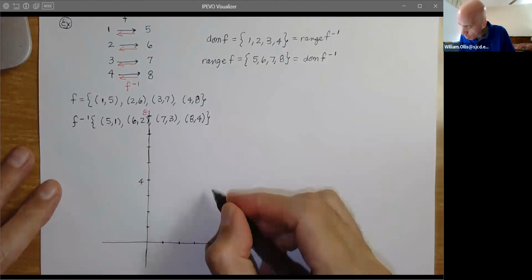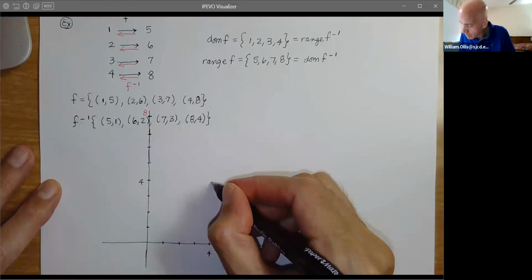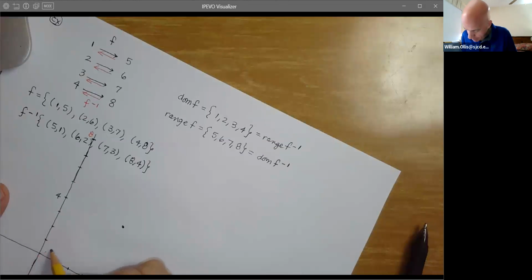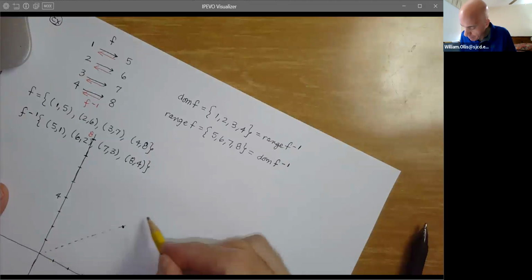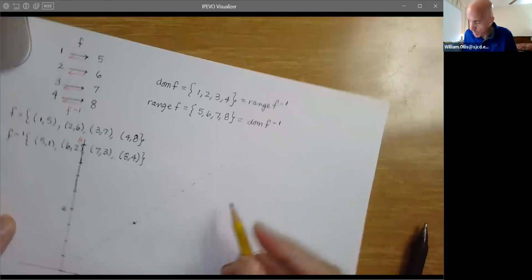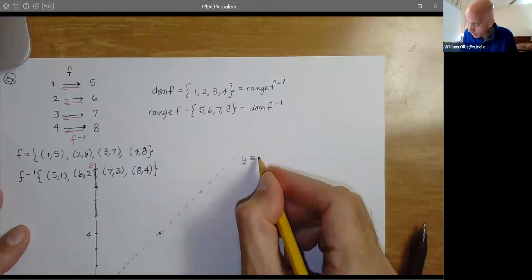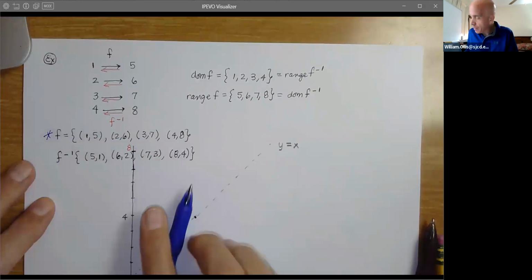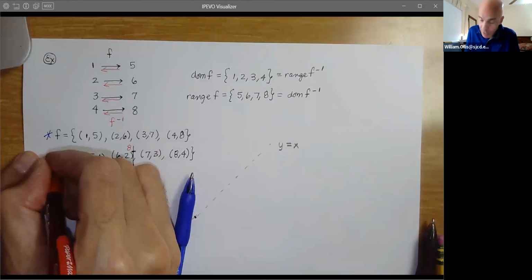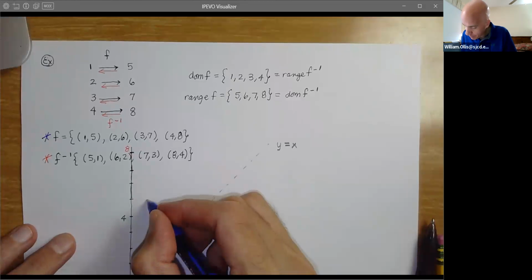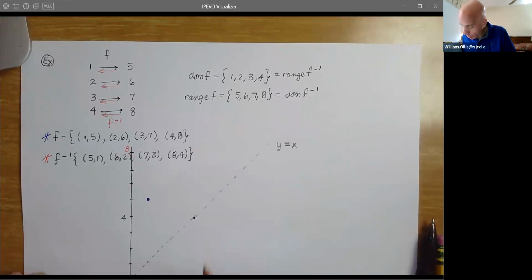So let's go ahead and draw the line y equal x. So just pick 4, 4 if you like. So this is our symmetry line, which is just basically the definition of an inverse function. This is y equals x. So now let's just say that we will plot f with blue points and f inverse with red. So 1, 5, and then 5, 1.